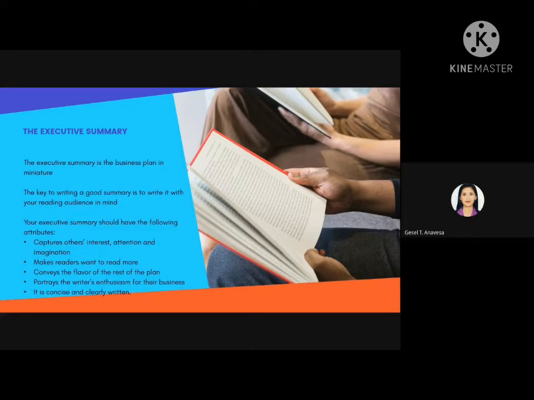So, the executive summary is quite possibly the most important part of your business plan since it contains the important information about your business.